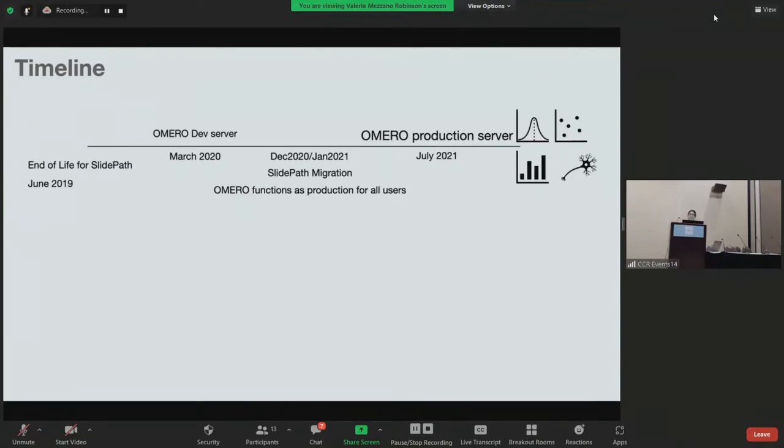We acquired OMERO from Glencoe around the end of 2019, set up the development server in March 2020, and did the SlidePath migration, which, thank you, Glencoe, if any of you are listening, was painful, but it worked. We have the data safe, everybody can read it, and we can go back and look for something that's missing. And our production server, meaning in IT terms, a production product, whatever that means, was established in the middle of last year.